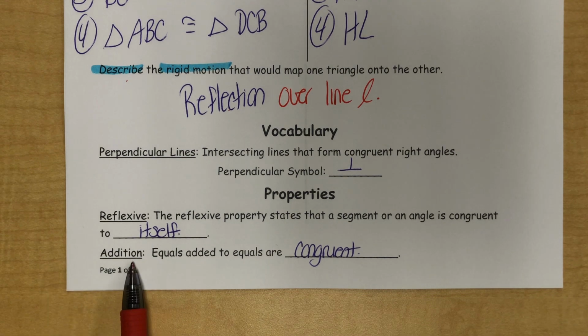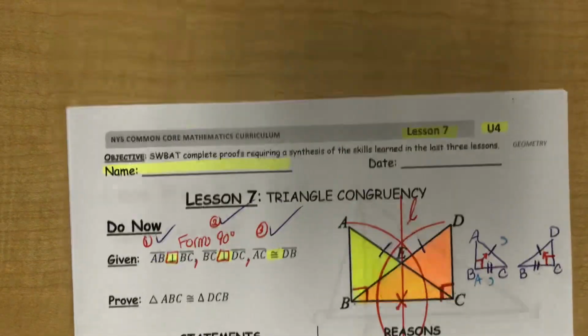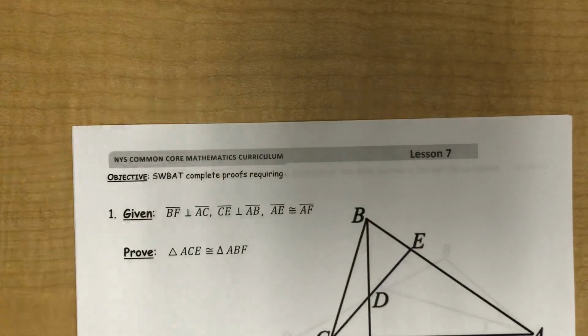So addition means I'm going to add 2 things together and it's going to equal one big segment or one big angle. Okay, it depends on what the diagram gives you originally. So when I add them together, I'm going to have congruent parts at the end. All right, let's flip and go to the next page here.